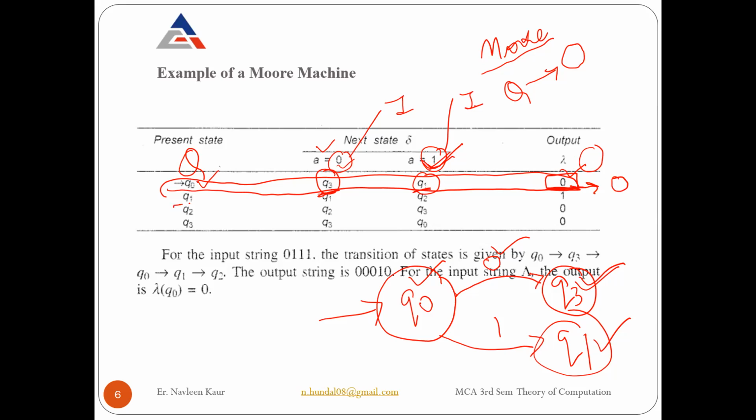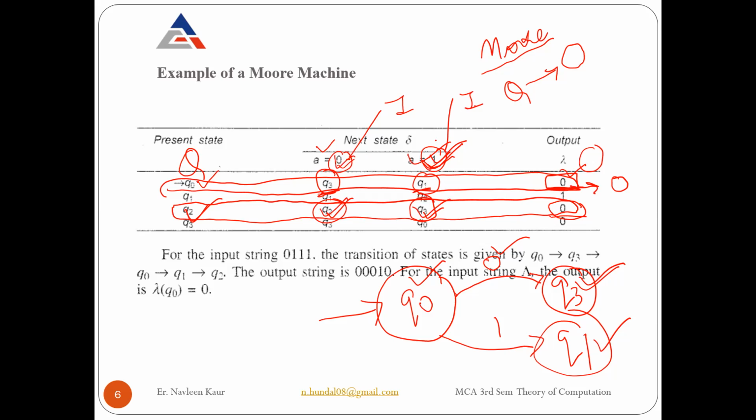Let's do another example. Suppose I am considering this third row. If the current state Q2 gets 0 as input, the next state is Q2. If Q2 gets 1 as input, the next state is Q3. Although states are changing, the output is always the same, that is 0. It means the output is not changing on the basis of what input you are giving. Output is always the same. It means it is only dependent upon the current state. This is what I have explained to you earlier.